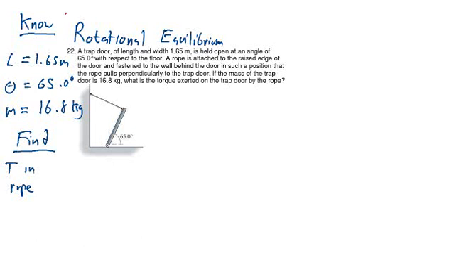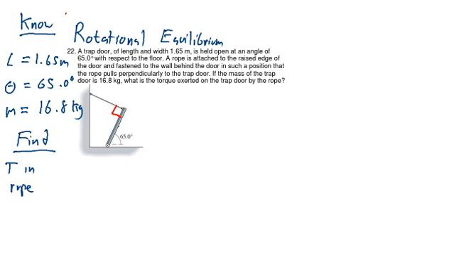I'd like to take a few minutes to work through a problem out of Chapter 8 that has to do with the concept of rotational equilibrium. So here we have a model of a trap door that's over some kind of an opening in the ground that's being held open by a rope. And we're given a lot of information about the situation, and we're also told that the rope makes a right angle with the trap door. And what we want to do in this problem is to figure out what is the tension that is in the rope that is holding this trap door open.